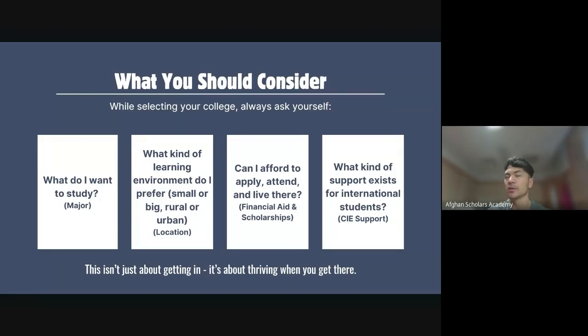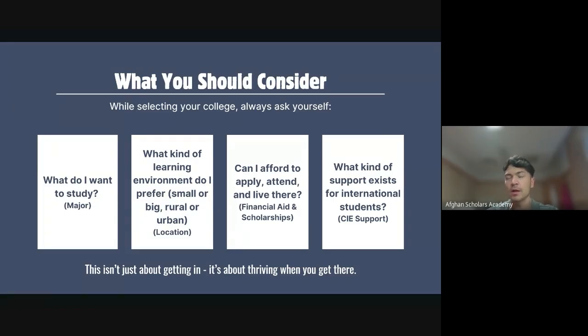So, the location. It may sound very trivial because sometimes you're very excited, you want to get started, you just want to get there, you just want to be there. And trust me, it's not like that. It's a big factor. Location plays an important role.